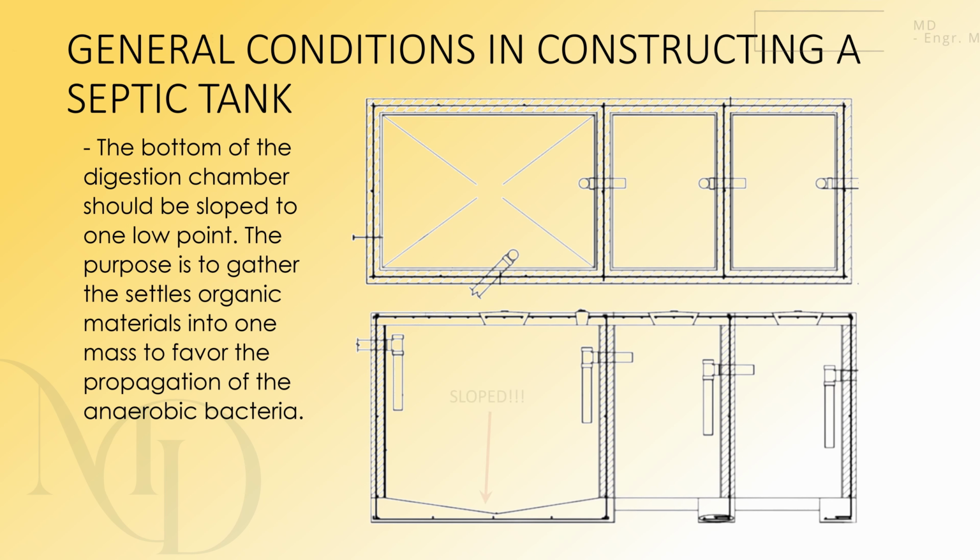Another important design detail is the slope of the bottom of the digestion chamber. The floor should be sloped toward a low point. The purpose of this slope is to collect the settled organic matter in one place, which helps anaerobic bacteria grow and break down the waste more effectively.